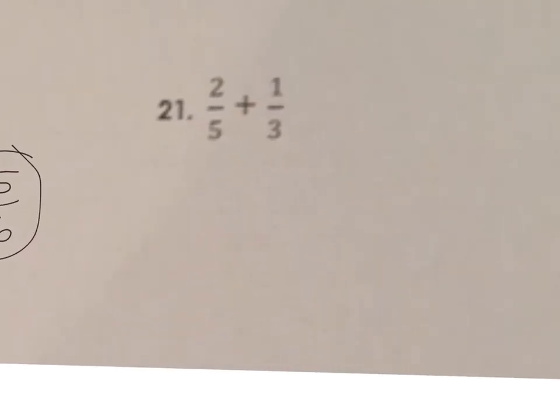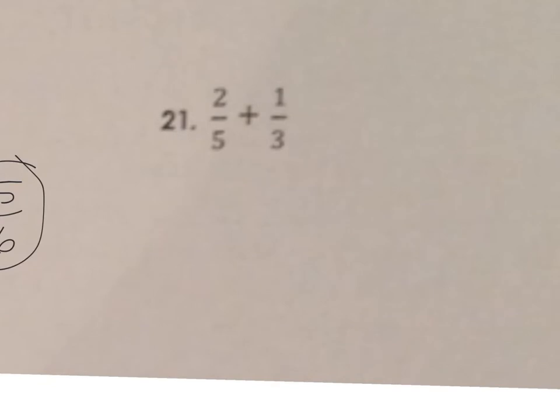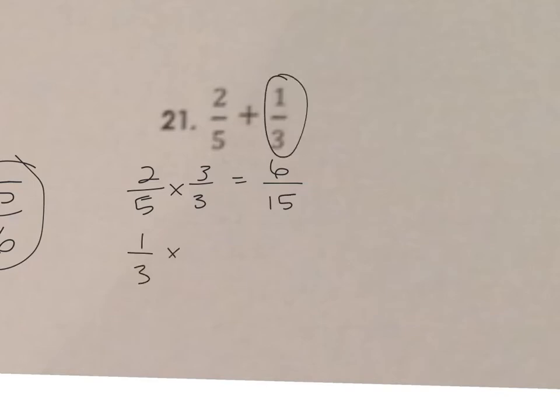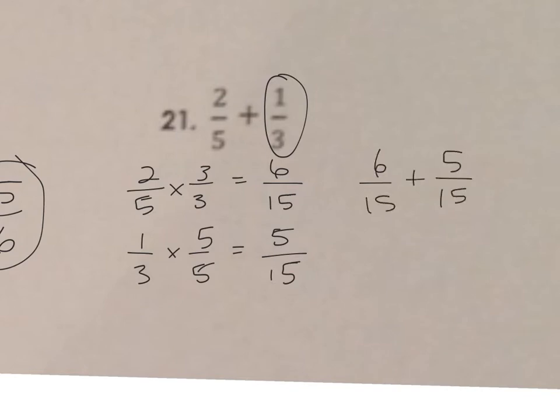Problem 21 says 2/5 plus 1/3. In order to add these, we have to have a common denominator. So my common denominator is going to be 15. So I would take 2/5. In order for it to be 15, I'm going to have to multiply it by 3/3. That would give me 6/15. Taking my other fraction, 1/3, I'm going to have to multiply that by 5/5. That gives me 5/15. 6/15 plus 5/15 gives me 11/15.